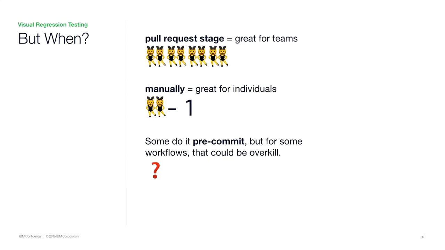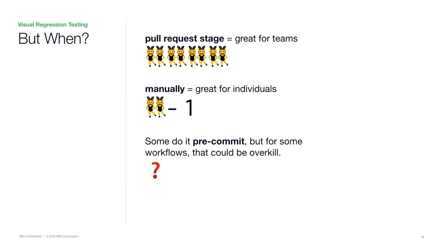But also what's really good is the ability to do it manually, in a sort of ad hoc approach, testing whenever you feel it's probably a good idea. Whenever you want a sanity check, whenever you just want the confidence to move forward and know that nothing has changed. I've noticed that some people do it pre-commit, but for some workflows that might be a little overkill, doing a visual regression test before every single commit. But if you do that manually, that's up to you.